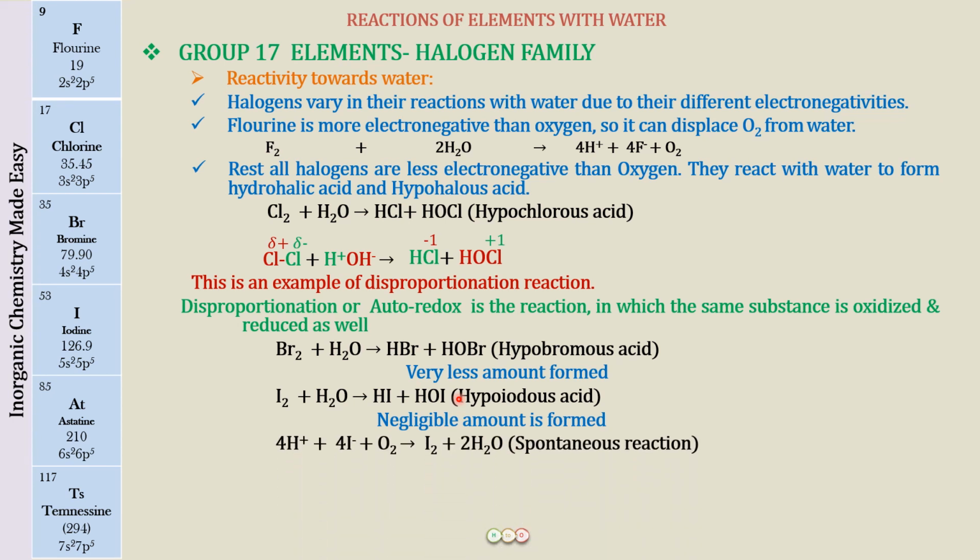What will be happening is that we will actually see the opposite reaction being spontaneous. So here what you saw was that fluorine and water react to form HF and O2. In the case of iodine, the opposite reaction is taking place. HI and O2 will be forming water and I2. So here you can see H+ ions and I- ions, that is HI, reacting with oxygen to form iodine and water. So this is what will be the spontaneous reaction. The forward reaction is not going to be spontaneous, only a negligible amount will be formed.